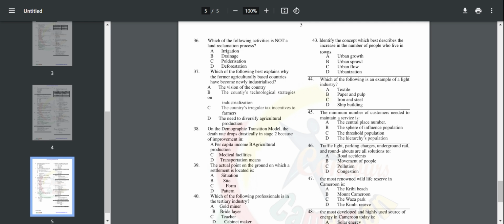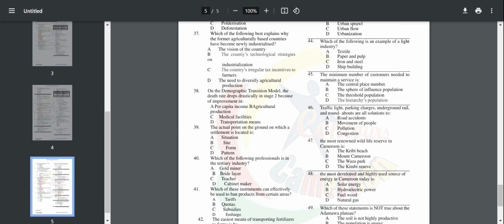Question 39. The actual point on the ground on which a settlement is located is... The answer is B.